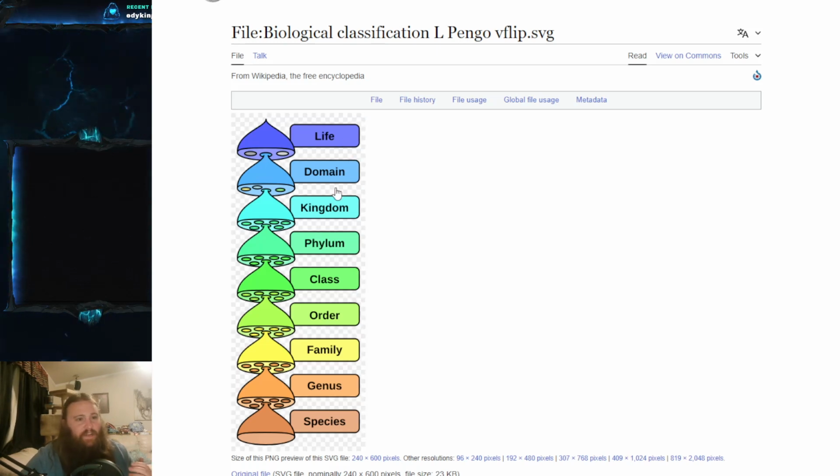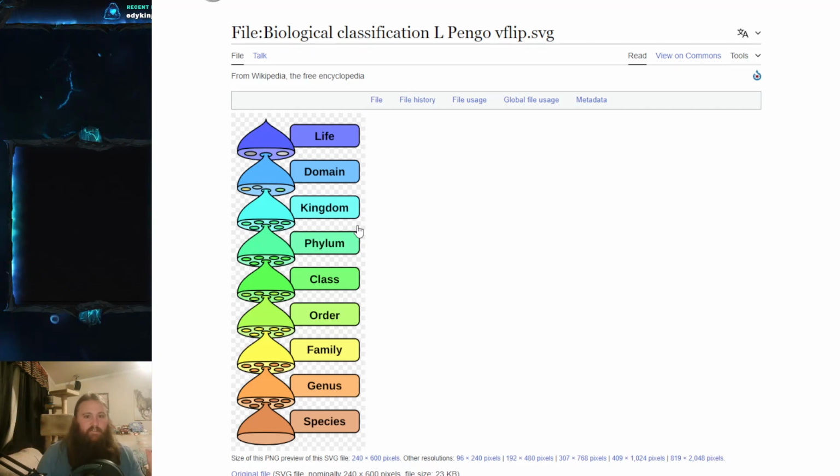But each rank is actually grouping similar organisms, and you probably heard about this in high school, but I wanted to go over this a little more. So we're going to start at kingdom. What is a kingdom? Kingdom is basically separating all the animals from all the plants, from Animalia to Plantae.